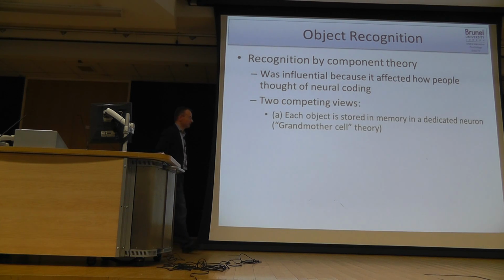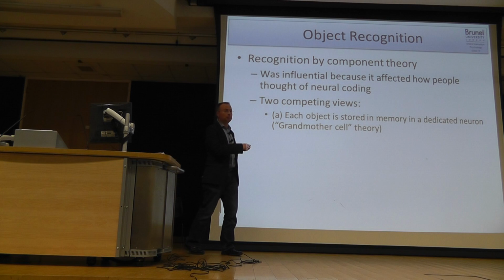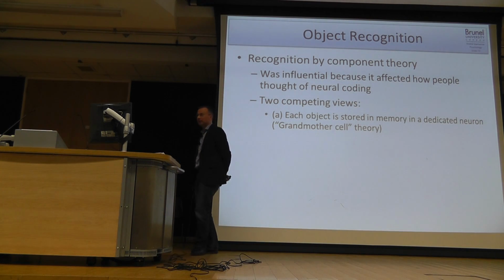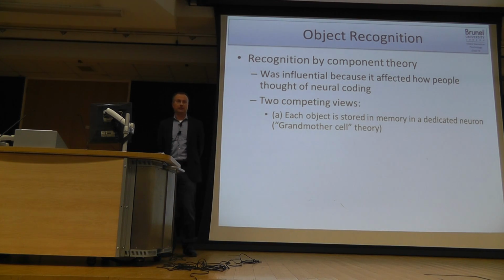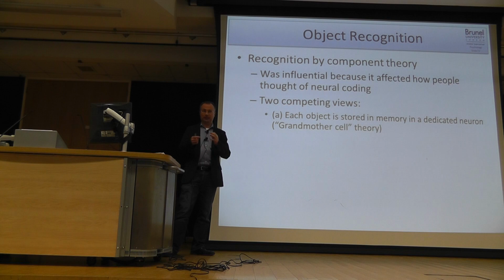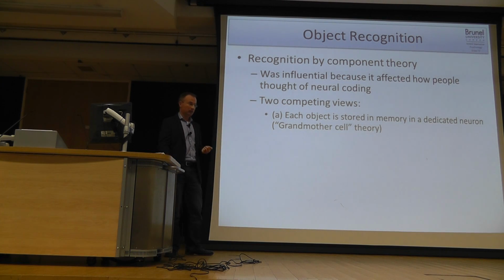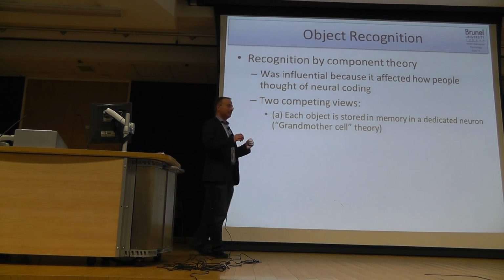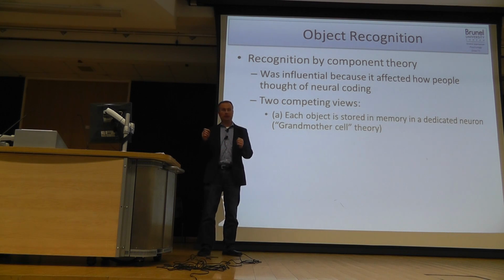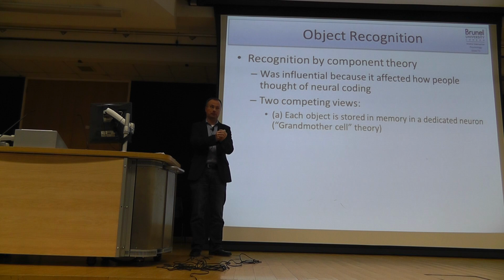One is sometimes called the grandmother cell theory, that each object is stored in our memory in a dedicated neuron, or let's say maybe in a couple of neurons. But basically you have new information, so that's stored in a neuron. This neuron encodes your grandmother. When you see your grandmother or you remember her, that neuron lights up.